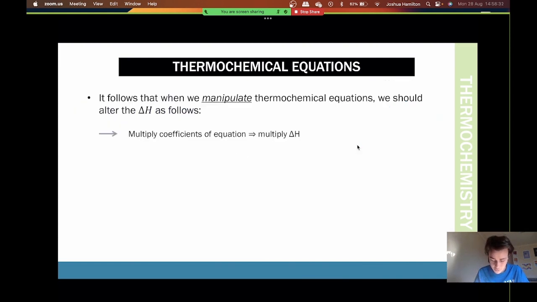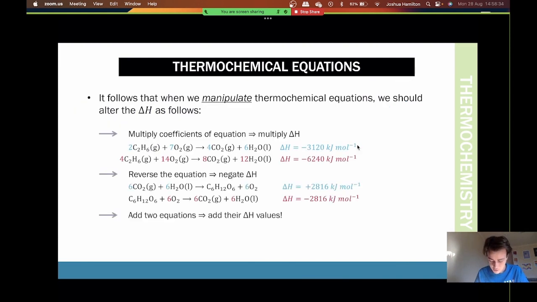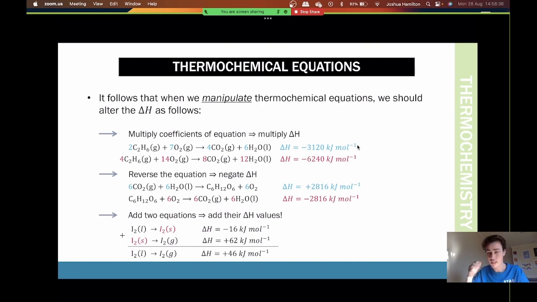Now, really important, you also need to know how to manipulate your thermochemical equations. Here are a few really good examples of how you work with it. If you're going to double, as we've already discussed, you double your delta H. If you multiply by 3, you multiply your delta H by 3, etc. If you're going to flip your equation, you just flip the sign, so it goes from positive to negative. It's just like the back reaction. Think of it like this.